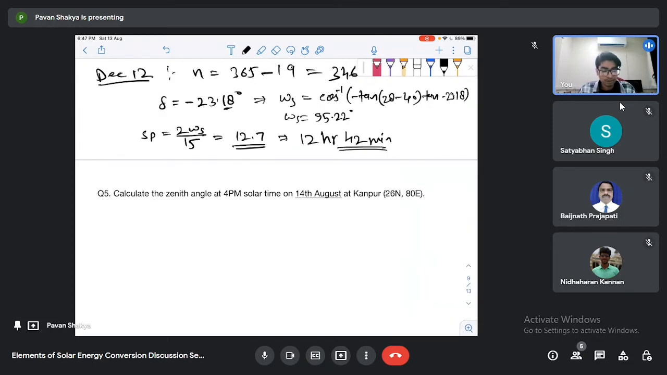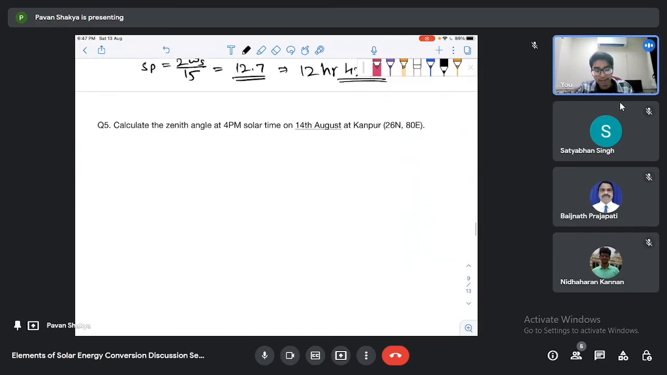Okay, so let's move to the next problem that has been asked: calculate the zenith angle at 4 p.m. solar time on 14th August at Kanpur, 26 degree north and 80 degree east. I expect that you have gone through the lectures and are aware of this formula: cos theta z equal to cos of latitude multiplied by cos of declination multiplied by cos of hour angle, plus sine of latitude angle multiplied with sine of declination angle.